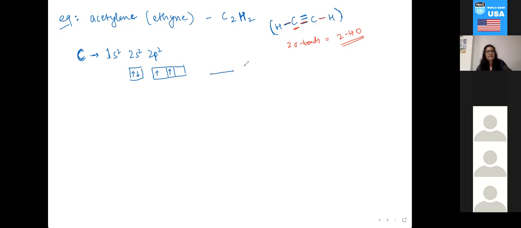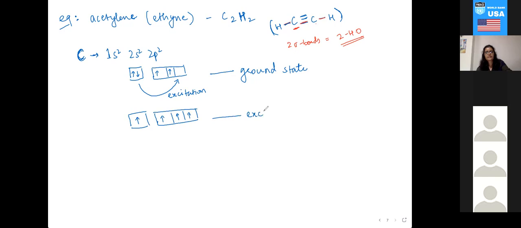So this is the ground state configuration. This is like the natural state. Then one of the electrons is excited to this particular orbital. So excitation takes place. So one electron jumps here. So the excited state configuration is going to look like this. So all the electrons are uniformly distributed between all the orbitals. So this is the excited state configuration.